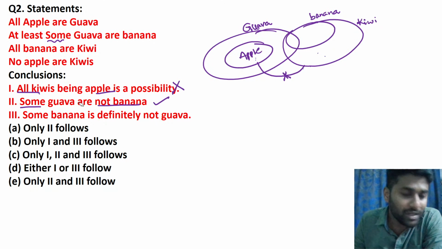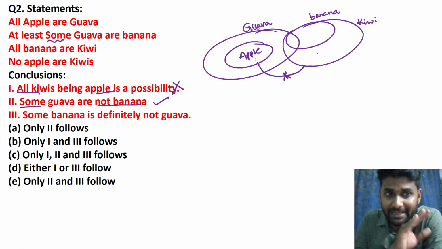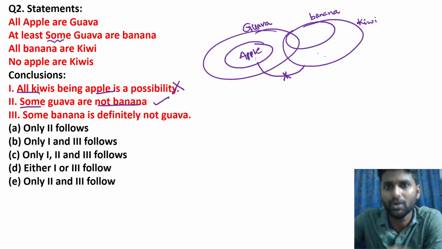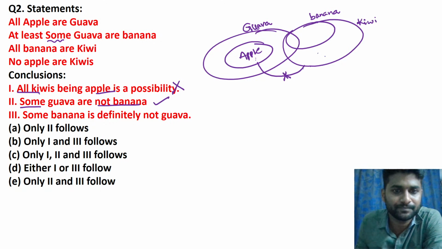Why? Because all is not possible, definitely some is also not possible. So it is only for the some not case. See, if any some not case, you just verify through whether all is possible or not.